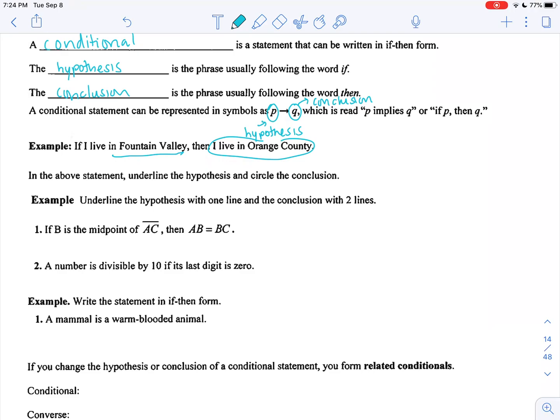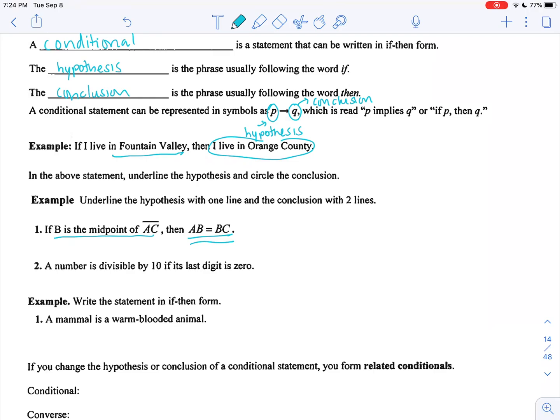If B is the midpoint of AC, then AB is equal to BC. That should look familiar to us because that is the definition of a midpoint. Lots of definitions, lots of theorems and postulates are described using conditional statements. So here, a single underline for the hypothesis and a double underline for the conclusion, which occurs after the then part.